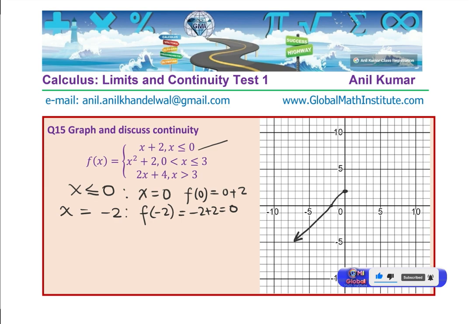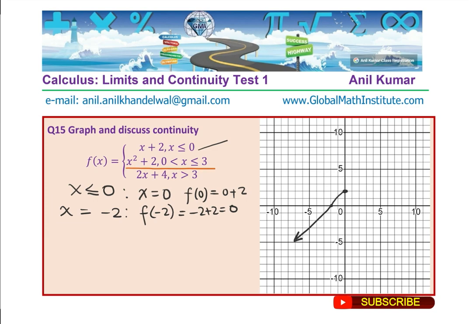Now let's look into the second part of it, which is x squared plus 2 when x is between 0 and 3. Now x squared plus 2 is a parabola, as you can understand, where the vertex is at 0 itself, since that is the axis. So what we can do is select a few points for x squared plus 2.